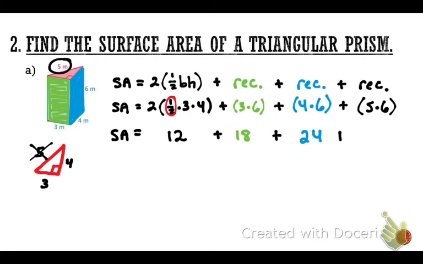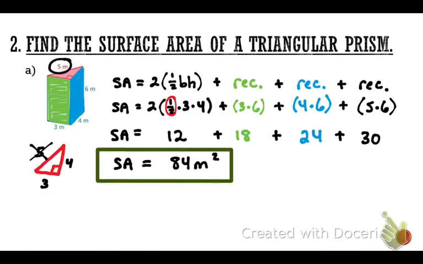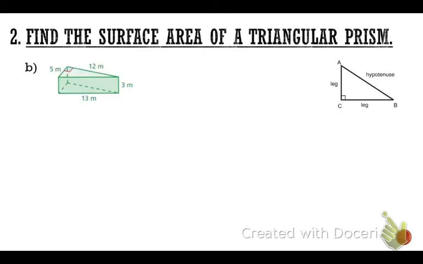Okay, 24. Ellie, what's 5 times 6? 30. All right, I want you guys to add up all those surface spaces and then stand once you have the answer. All right, when you added those together, what did you get? 84. All right, very good.